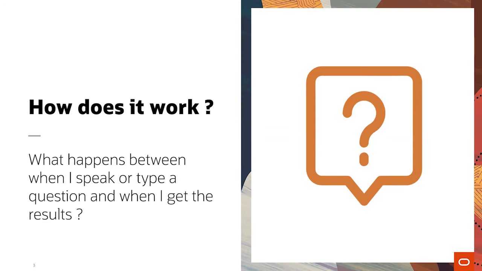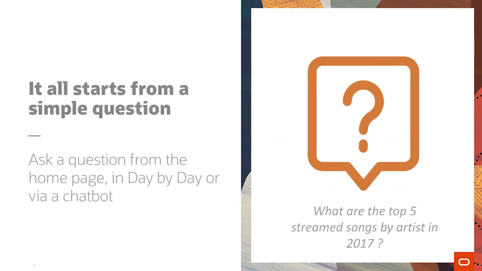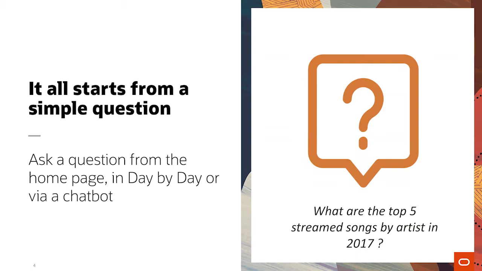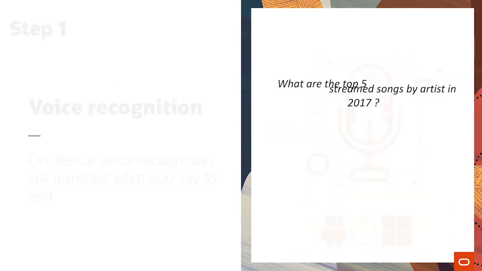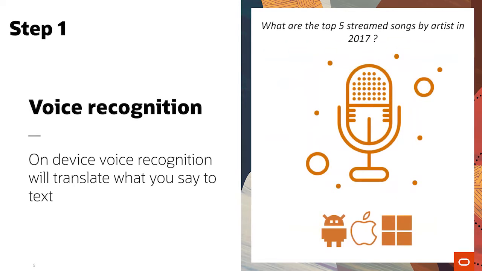So let's get underway. It all starts from a simple question, whether you're on the home page in Day by Day or even via a chatbot in the future. Suppose you have a simple question like, what are the top 5 streamed songs by artists in 2017? If you're on a mobile device, actually the first step is voice recognition. We need to listen to the sound waves and turn that into text before OAC can actually do anything meaningful.